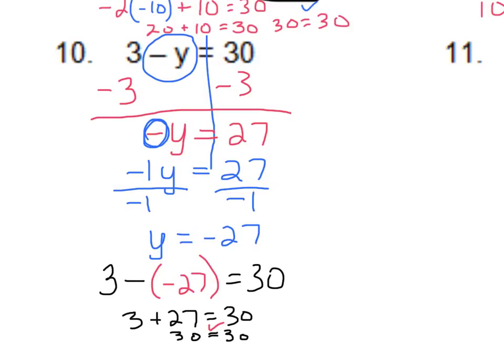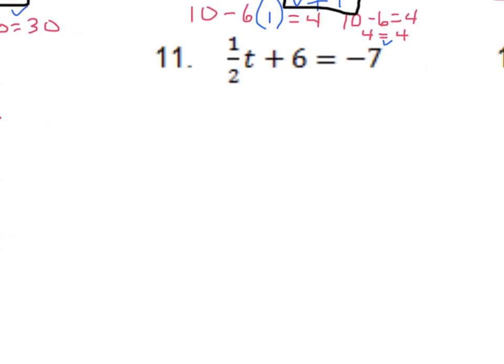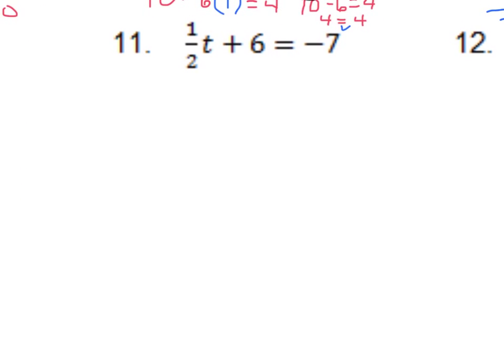The biggest thing to notice on number 10 as you're checking it is I got down to a negative y. Negative y is really the coefficient of negative 1y, so I rewrote it so you could see the division of the negative 1. Okay, let's look at number 11, and then you can do number 12 on your own.